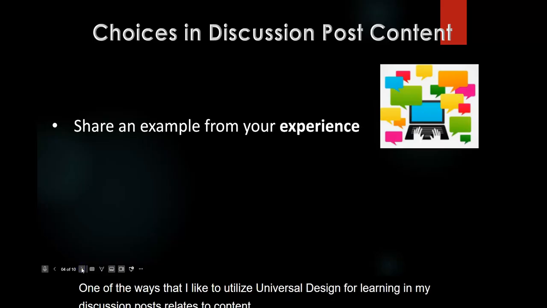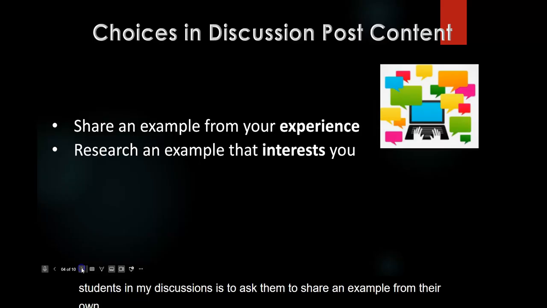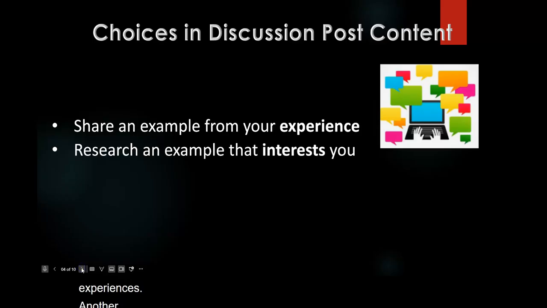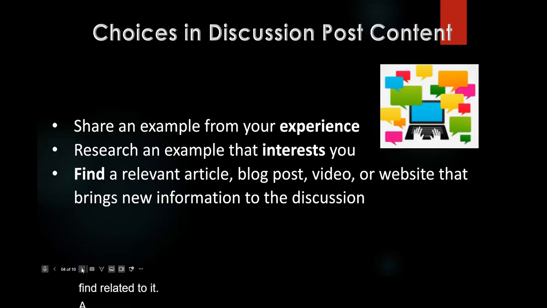One of the ways that I like to utilize Universal Design for Learning in my discussion posts relates to content choices. One example of choice that I give students in my discussions is to ask them to share an example from their own experiences. Another example would be to research a type of topic that interests them. That enables them to both take their interest but also bring in research they find related to it. A third option would be to find a relevant article, a blog post, a video, or a website that brings new information to the discussion.